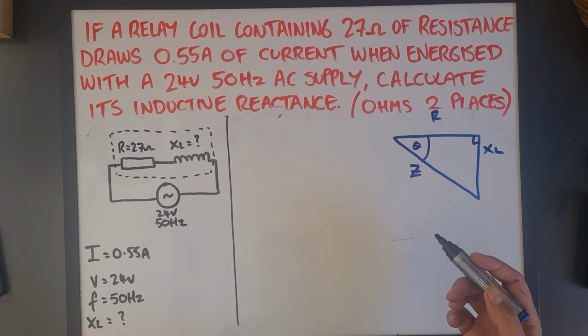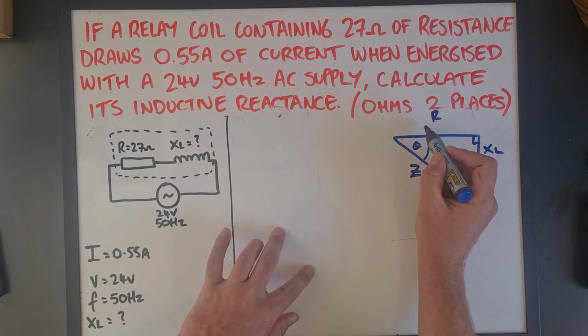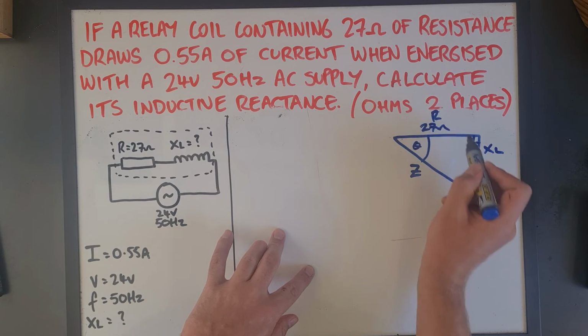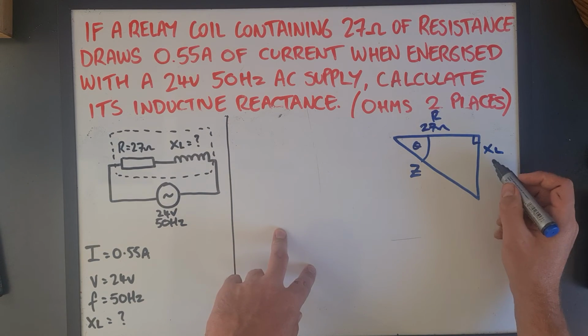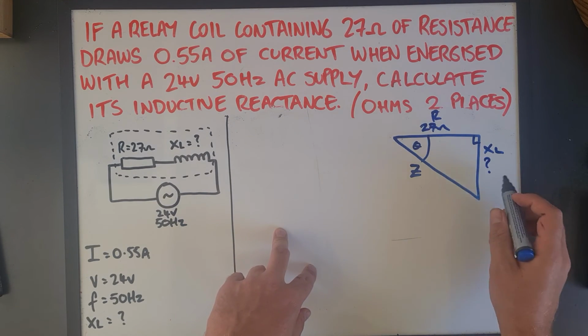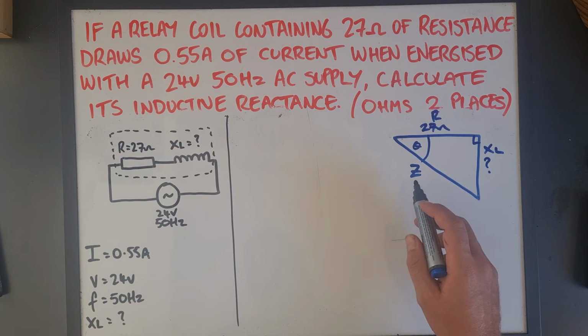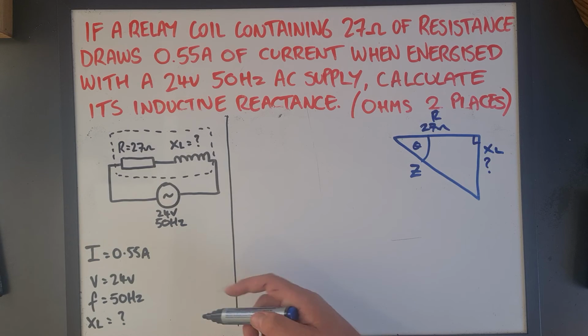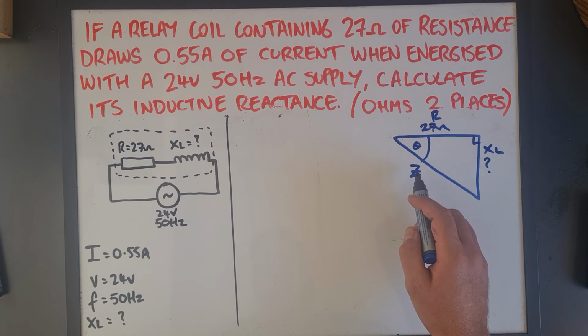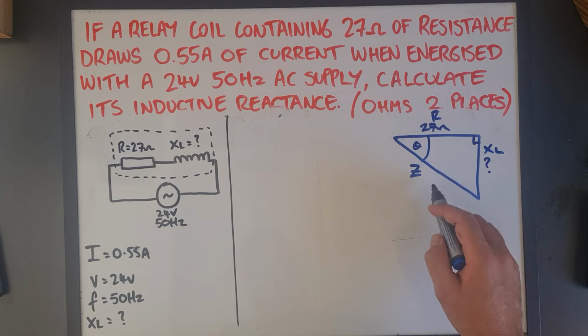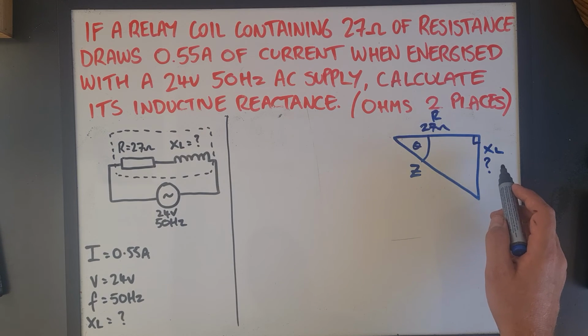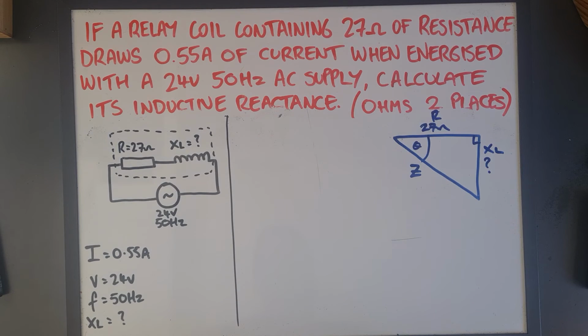If we think about this a bit closer, we've actually got the resistance here. That's 27 ohms. Obviously, we're trying to find the inductive reactance. We don't know that. We don't yet know the impedance here, but can we firstly do a calculation to work out that impedance and therefore use that value to then use Pythagoras to solve the remaining side of our triangle? That's what we need to do.